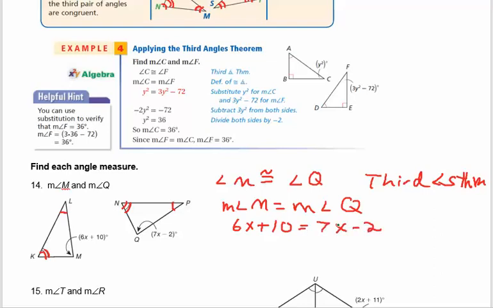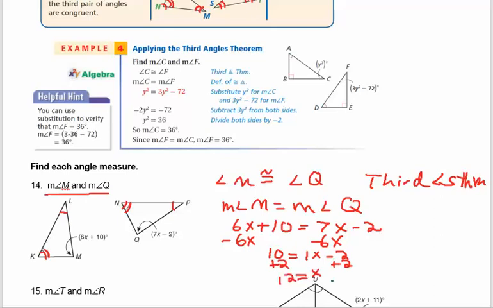And then you solve this equation and find x, and then plug back in to find both the measure of angle M and the measure of angle Q. Now you should get the same answer for each of them because we just wrote that they're congruent to each other. So let's go ahead and finish this up. It's not going to take very long. We subtract 6x from both sides, so we get the variables on the same side. So 10 is equal to 1x, or just x if you want. So we get 12 is equal to x.